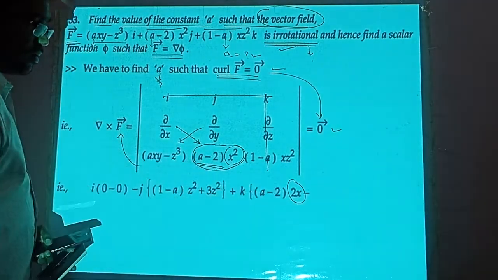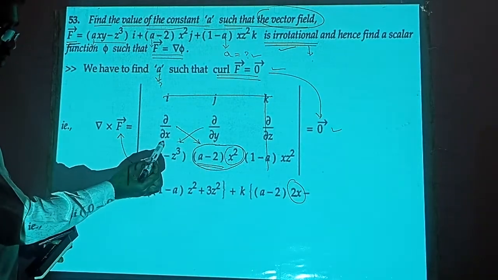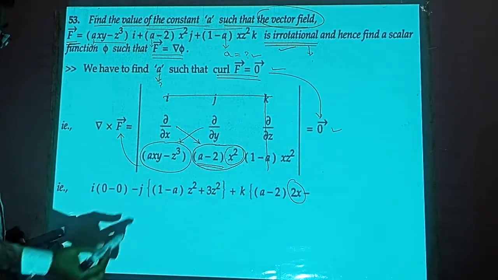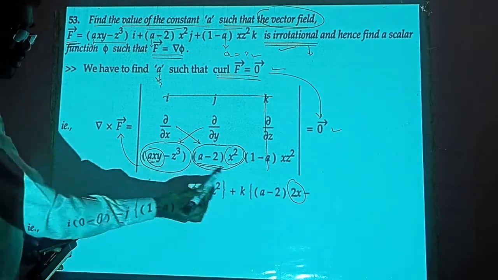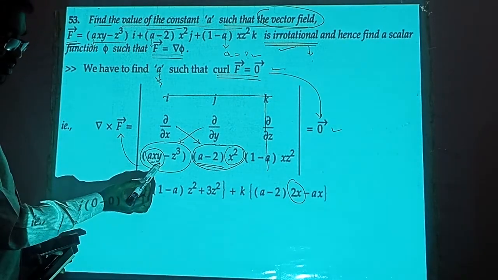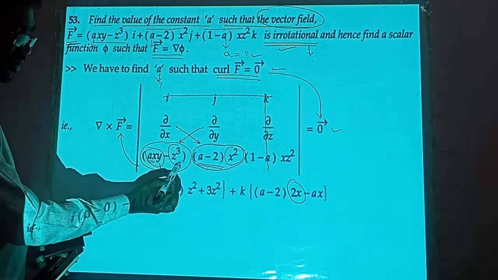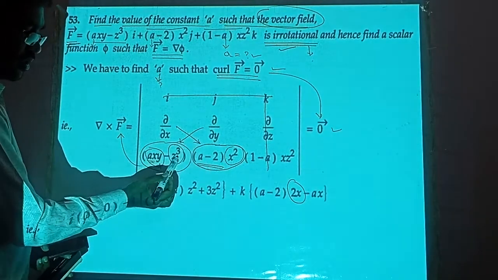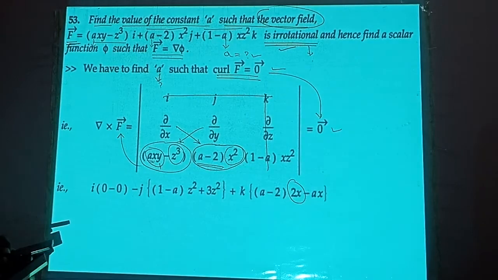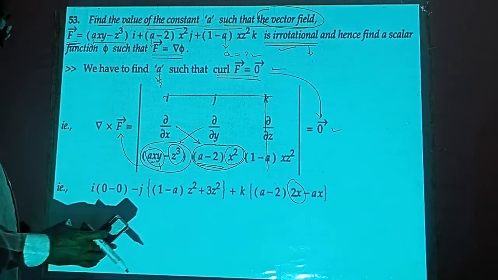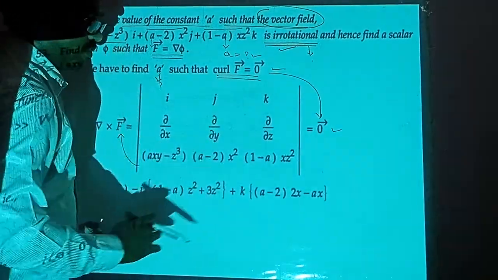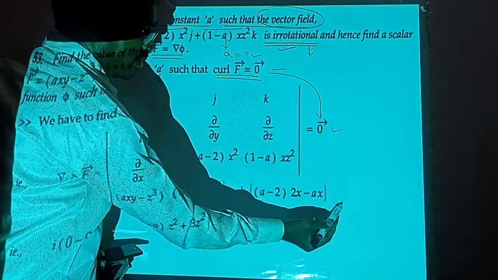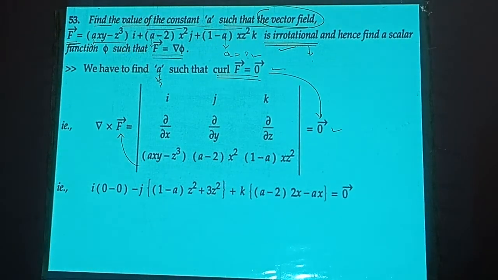Minus dou by dou y of this. What is the differentiation of this with respect to y? Ax is constant, we write as it is ax. Differentiation of y is 1. Minus differentiation of z cube with respect to y is 0. So we will not write that. So this completes the evaluation of a determinant. Is equal to 0 we need to maintain, because it is a given condition. So this goes to 0. What else?